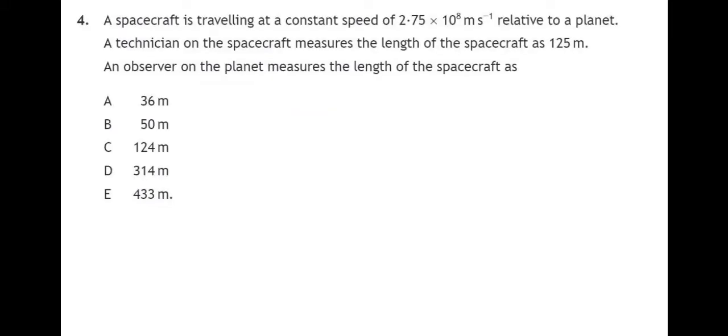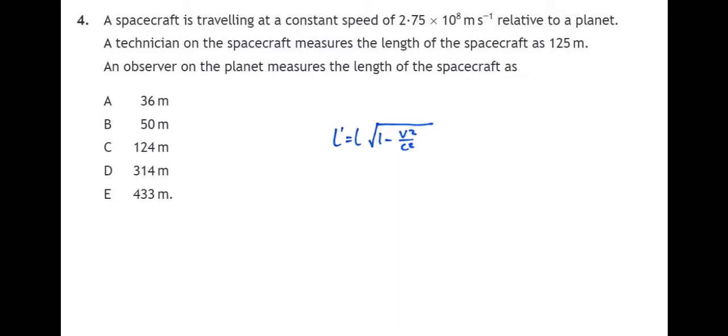Number 4. A spacecraft is traveling at a constant speed of 2.75 times 10 to the power of 8 meters per second relative to a planet. A technician on the spacecraft measures the length of the spacecraft as 125 meters. An observer on the planet measures the length of the spacecraft as... So, length contraction: L dash equals L times the square root of 1 minus v squared over c squared.